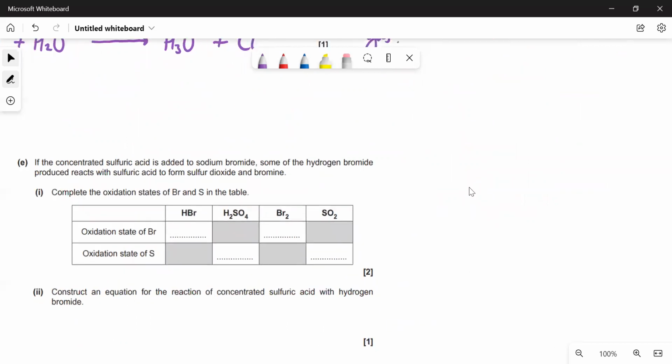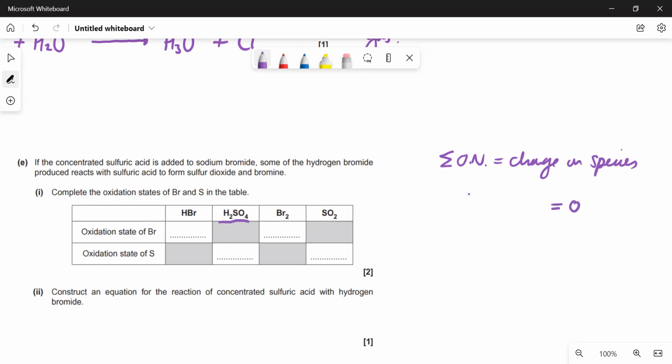Okay, so here we're talking about adding concentrated sulfuric acid to sodium bromide and some of the reaction products, and we've got to work out the oxidation states. Right, so we'll be working out the oxidation numbers. The sum of the oxidation numbers is equal to the charge on the species. I'm not going to do them all. I'll just do one as an example. Let's do sulfuric acid, right? So the charge on sulfuric acid is obviously 0.